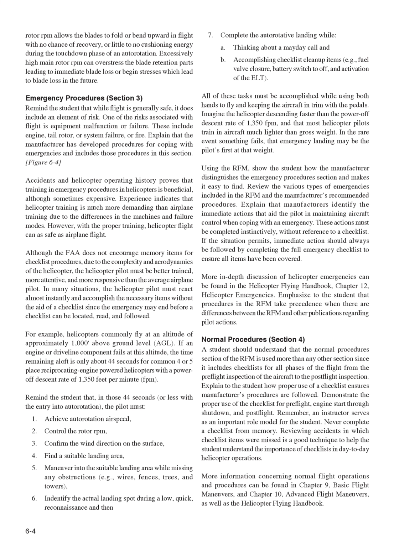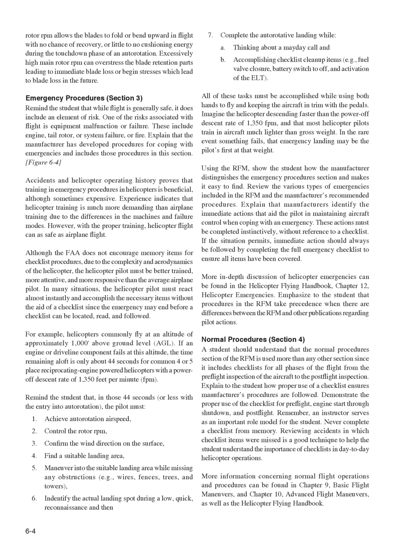Using the RFM, show the student how the manufacturer distinguishes the emergency procedures section and makes it easy to find. Review the various types of emergencies included in the RFM and the manufacturer's recommended procedures. Explain that manufacturers identify the immediate actions that aid the pilot in maintaining aircraft control when coping with an emergency. These actions must be completed instinctively, without reference to a checklist. If the situation permits, immediate action should always be followed by completing the full emergency checklist to ensure all items have been covered. More in-depth discussion of helicopter emergencies can be found in the Helicopter Flying Handbook, Chapter 12, Helicopter Emergencies.